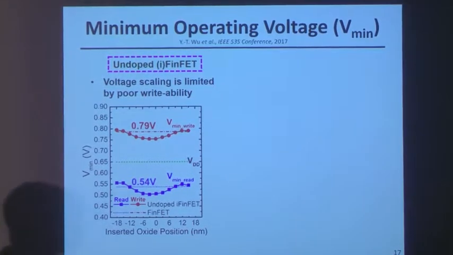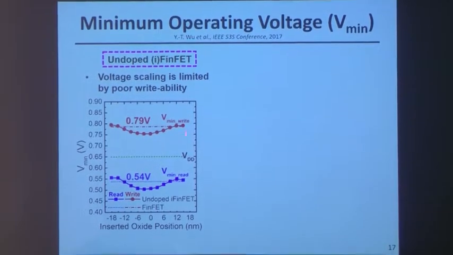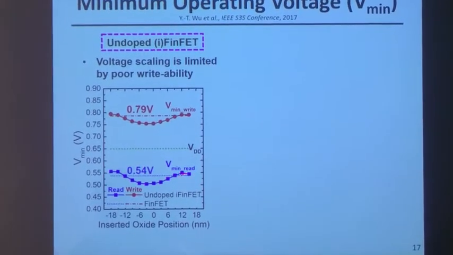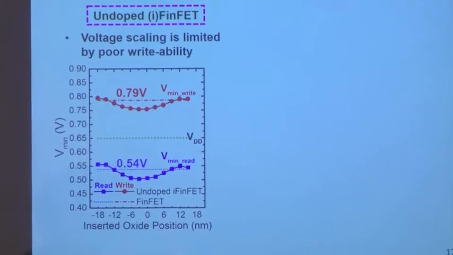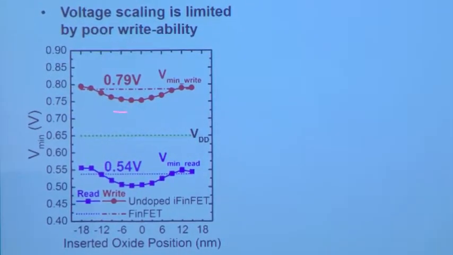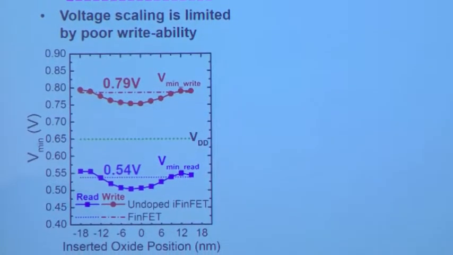So the minimum operating voltage of a 6T SRAM cell, we looked at the impact of the position of the inserted oxide layer on the minimum voltage needed to guarantee 6 sigma yield for writability and 6 sigma yield for readability. So you can see that the poor writability of the FinFET-based SRAM cell means that you can't really lower the supply voltage for an SRAM cell.